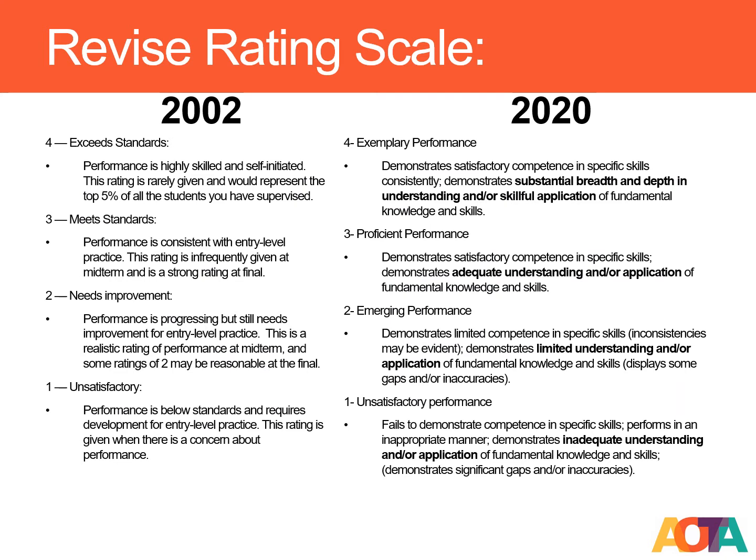In addition to revisions and changes in the actual items, the entire rating scale was also changed. The scale remains on a score of 1 to 4. On the new scale, 4 represents exemplary practice, or substantial breadth and depth in understanding and/or skillful application of fundamental knowledge and skills. A score of 3, or proficient performance, is scored for adequate understanding and/or application of fundamental knowledge and skills. A score of 2, emerging performance, is applied when there is limited understanding and/or application of fundamental knowledge and skills, displaying some gaps or inaccuracies.